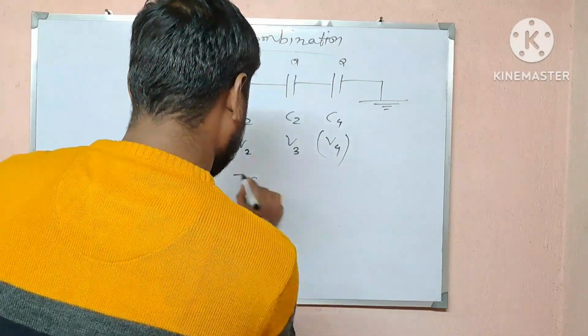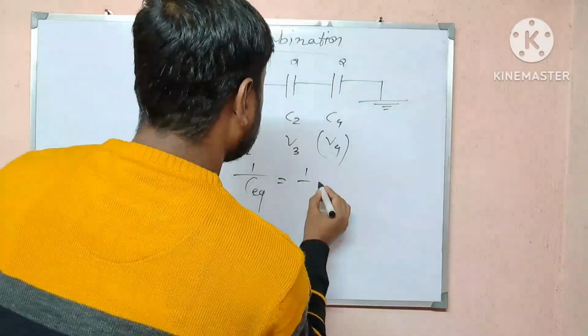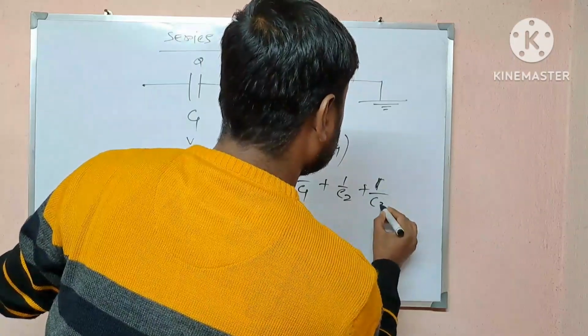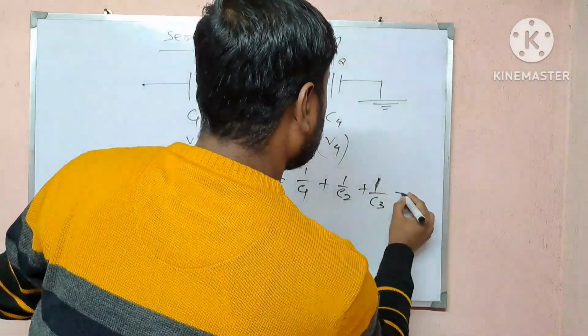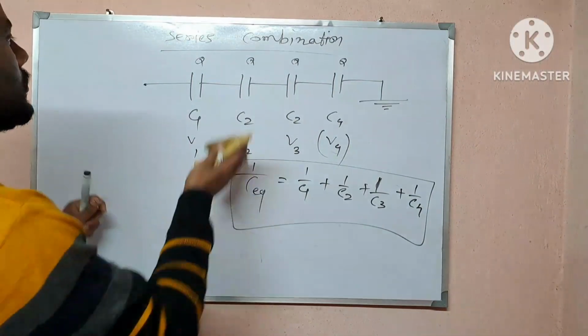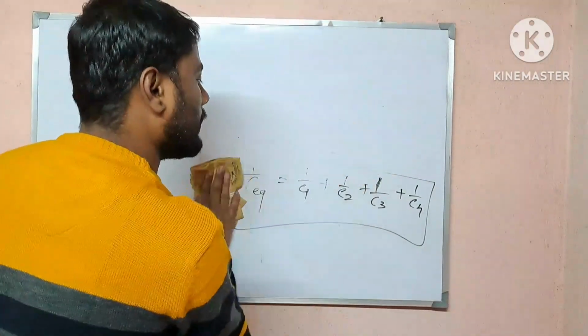And equivalent capacitance, 1 by C equivalent equal to 1 by C1 plus 1 by C2 plus 1 by C3 plus 1 by C4. This is the formula. Now we will talk about parallel combination of capacitors.